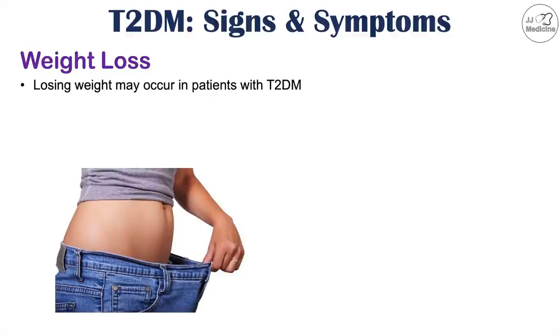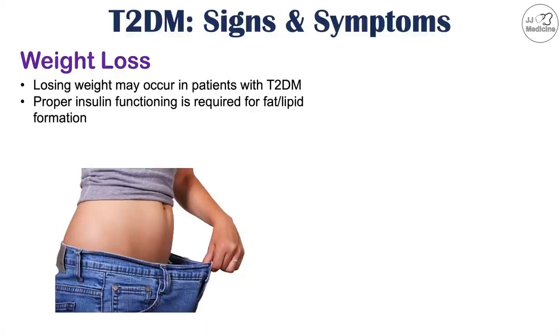If a patient is overweight or obese and they have diabetes, why are they losing weight? Well, the reason is because proper insulin functioning is required for fat and lipid formation. So because there's insulin insensitivity or insulin resistance, the body's not able to react to that insulin to turn on certain cell signaling pathways to make lipids or to make fat.